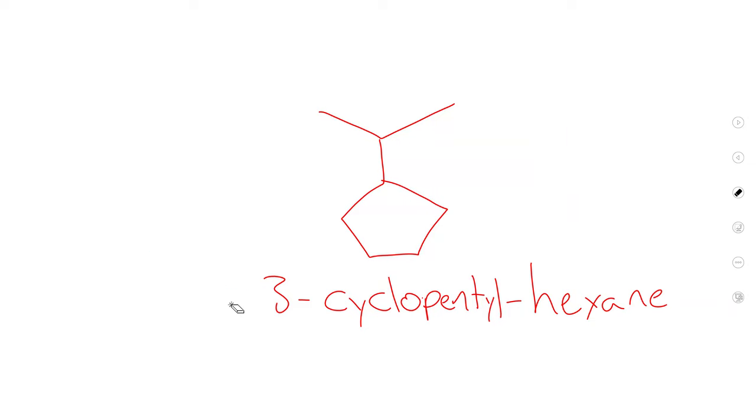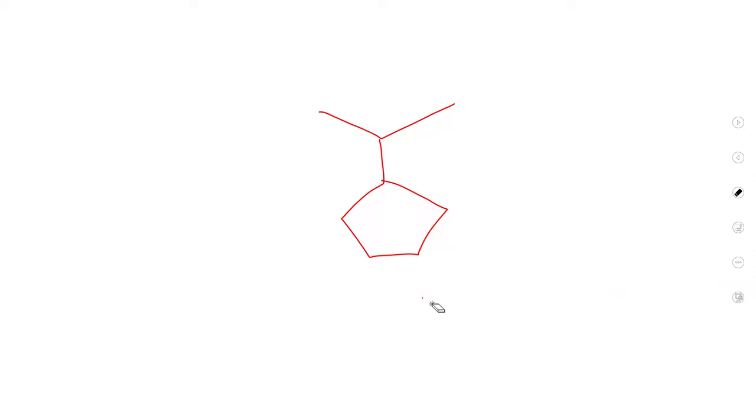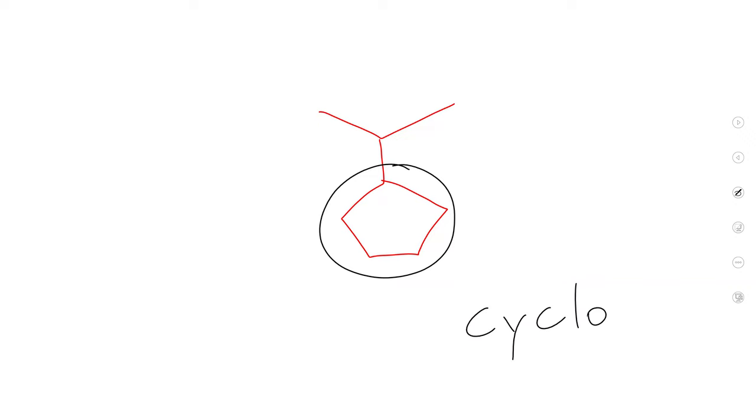Now what's our longest continuous carbon chain? Or what's our parent molecule? So now the parent molecule is cyclopentane. I don't know why I never feel compelled to put a hyphen between cyclo when using it as a prefix. I do between every other prefix out there, but I don't put a hyphen between cyclo. One of the things I won't mark you down for if you do though.